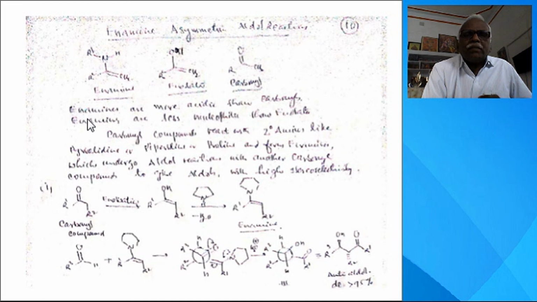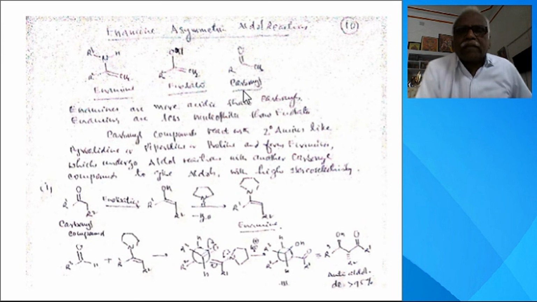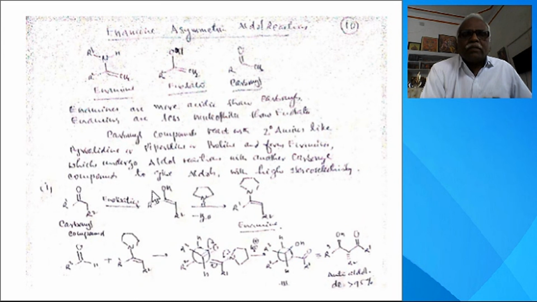enamine. Remember, enamines are more acidic than the carbonyl compounds. Enamines are less nucleophilic than the carbonyl compounds. Here what happens? This is the carbonyl compound that undergoes enolization to the enol form, and that leads to a secondary amine like piperidine or pyrrolidine or the amino acid proline. Then what happens? Water will be removed and the enamine is formed. That means this carbonyl compound is getting activated by the formation of the enamine. Now that enamine reacts with the double bond.